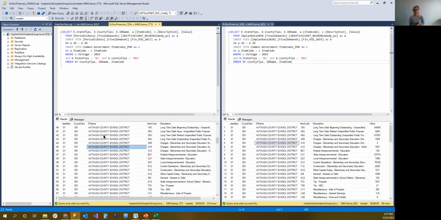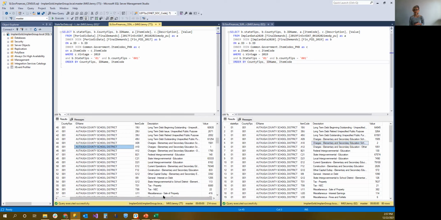Oh, but there, the third unit of government is the county school district. And oh, great, over here in the survey it does have updated numbers. So we're going to update those values. Okay, so those are the first two that we combined.